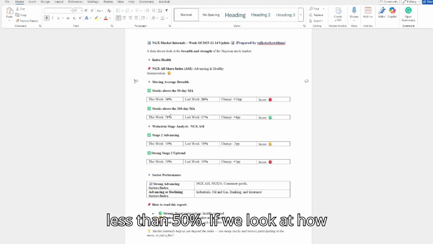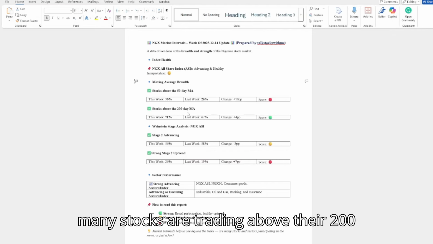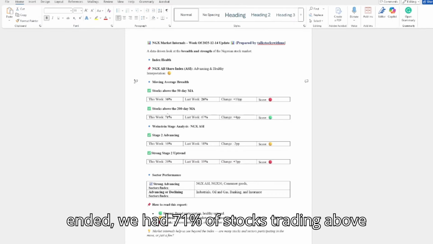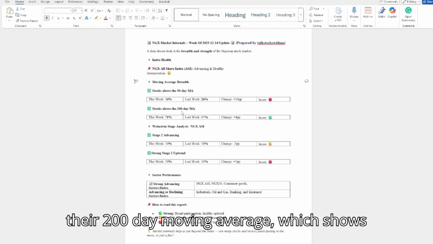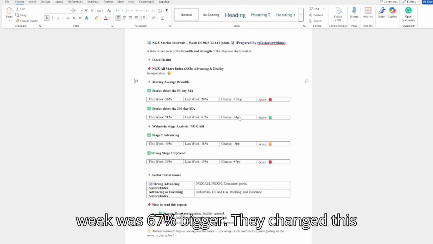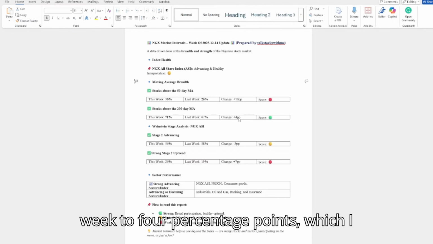If we look at how many stocks are trading above their 200-day moving average, this week that just ended we had 71% of stocks trading above their 200-day moving average, which shows strength in the foundation. The previous week was 67%, bringing the change this week to 4 percentage points, which I score as green, which is strong.